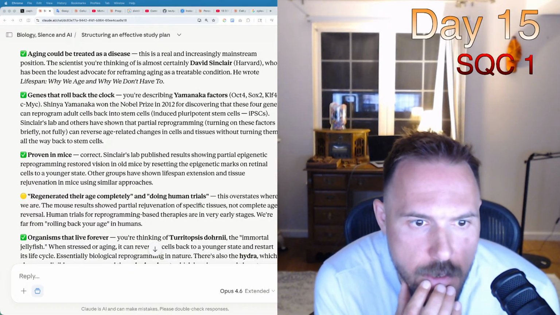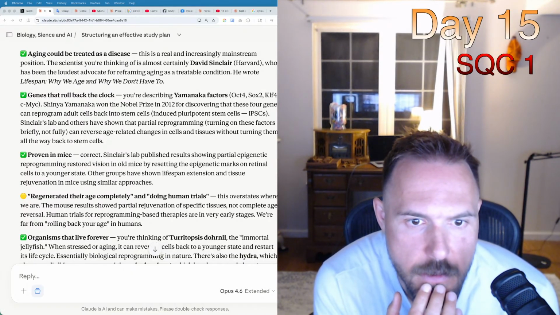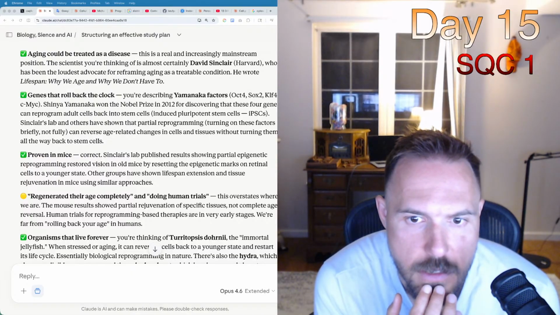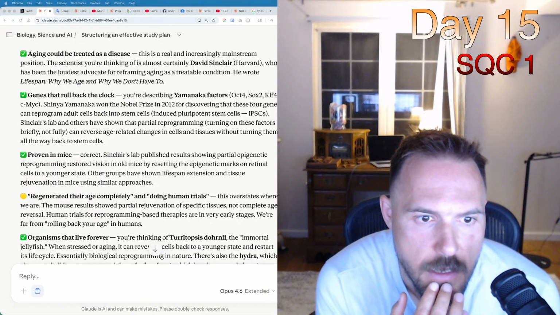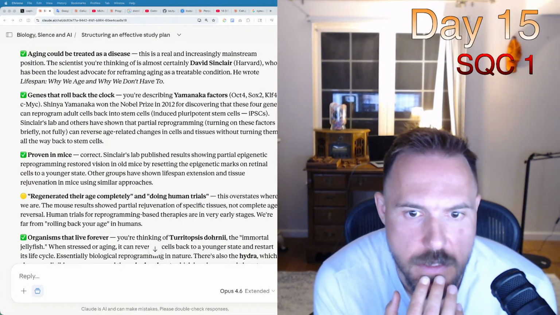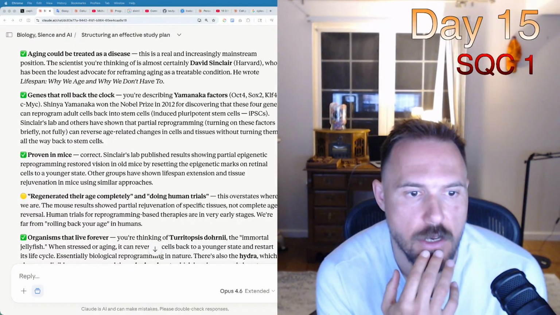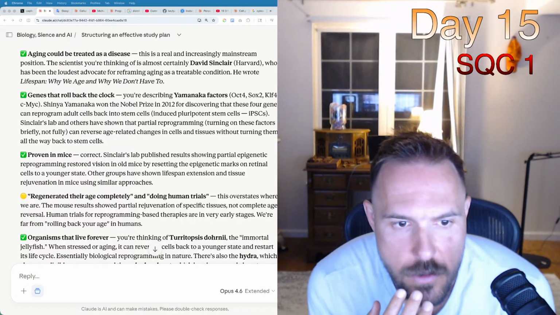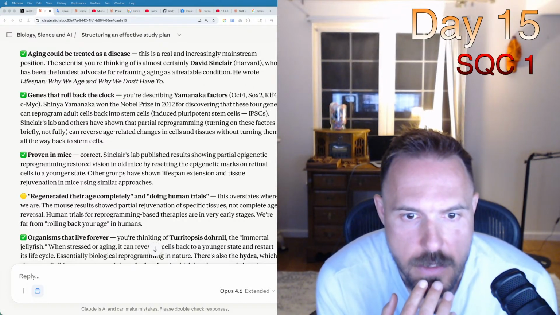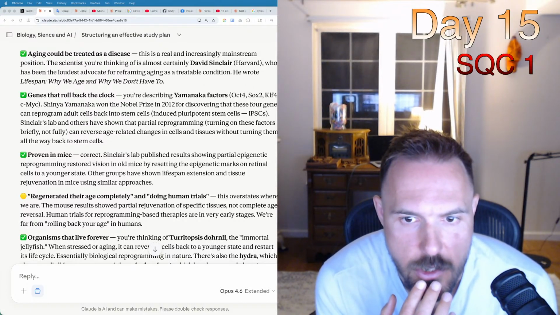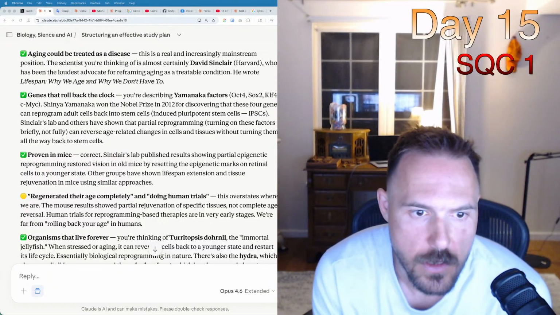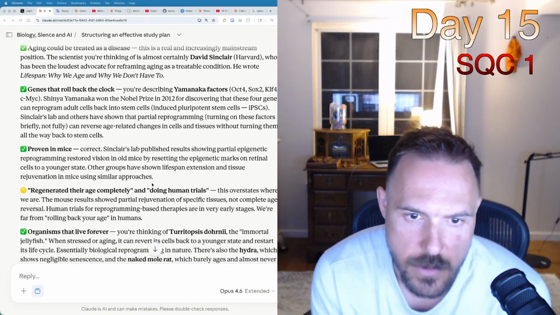Regenerate age completely and doing human trials. This is where we are: the mouse results showed partial rejuvenation of specific tissues, not complete age reversal. Human trials for reprogramming-based therapies are in very early stages. We are far from rolling back your age in humans.